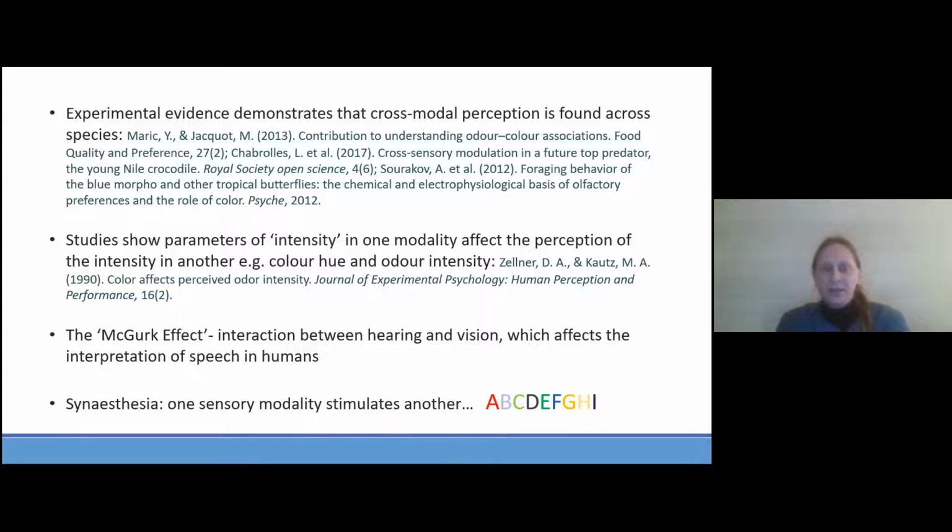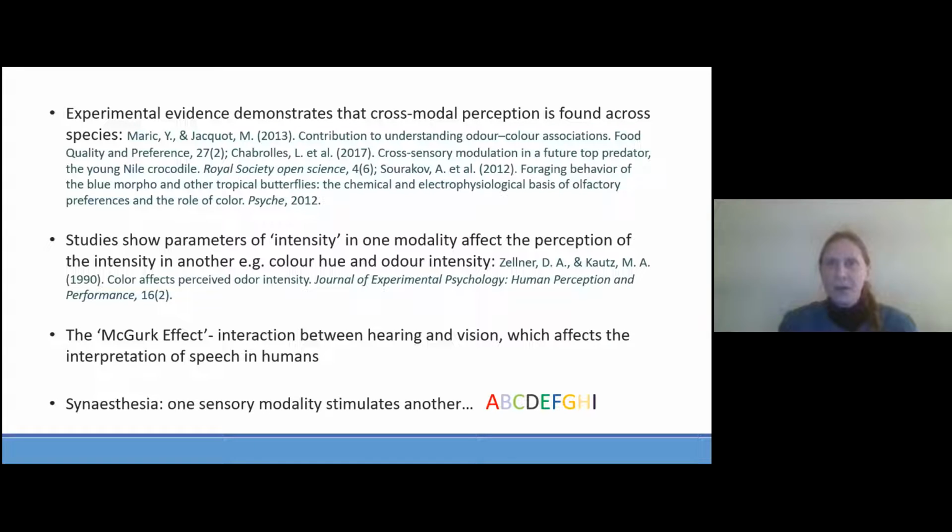There are also studies in humans that show the parameters of intensity in one modality directly affect the perception of the intensity of another. And a really good study is this one by Zellner and Kautz, which looks at colour hue and odour intensity. So they presented participants with colour samples of differing hues, followed by an odour sample, and they found that the intensity of the colour affected the perception of the odour sample. There's also the McGurk effect, which is an interaction between hearing and vision. This affects our interpretation of speech in humans.